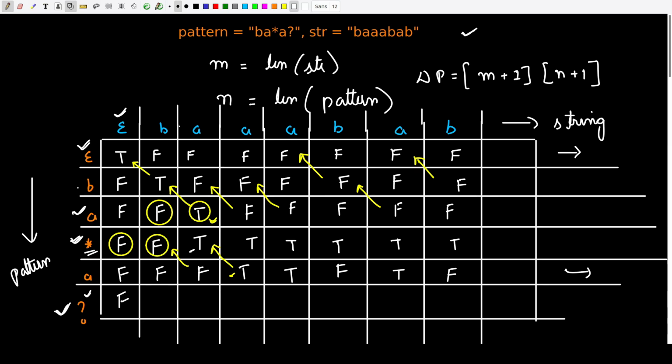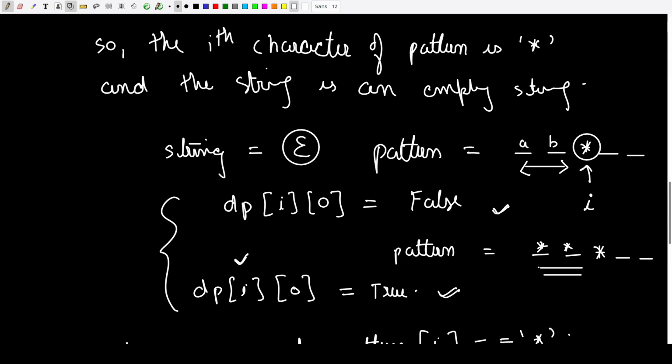Over here, the question mark matches with B, and then we have to look at this entry in order to see whether the pattern matches completely or not. Since it does not match, we are going to mark it as false. And the same logic we are going to use to fill up the rest of the cells. Let us discuss it in a bit more detail and then we will populate our cells.